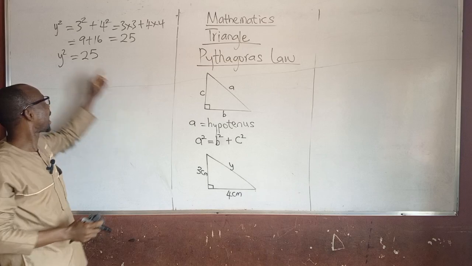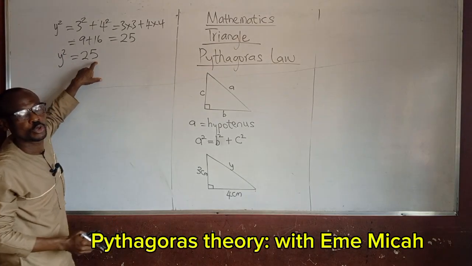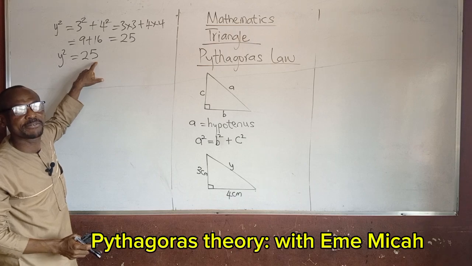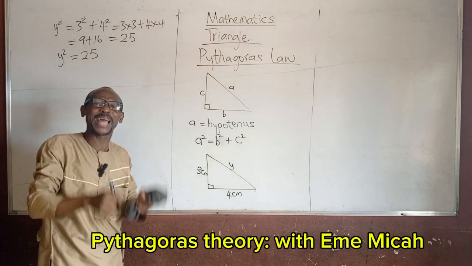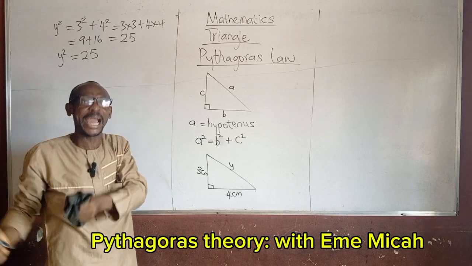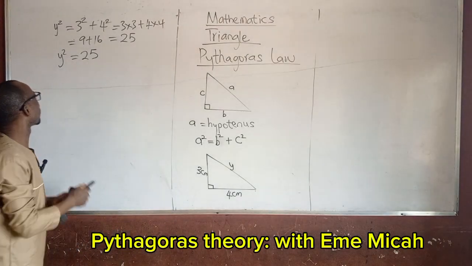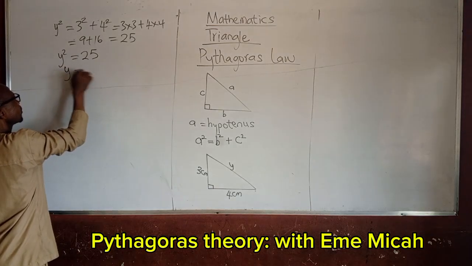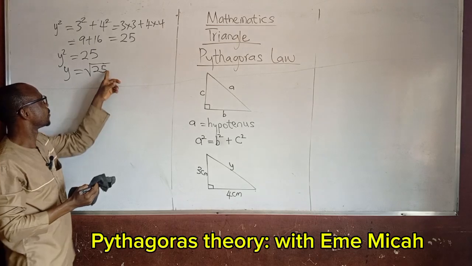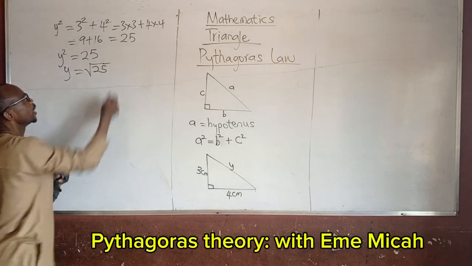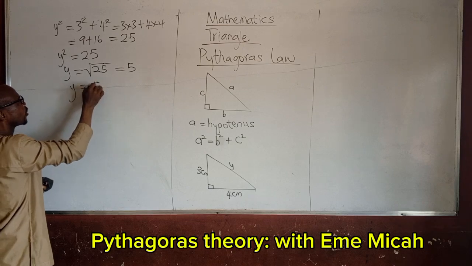So how do we get our y now? We will find the square root of 25. What does that mean? It means which number multiplied by itself two times will give you 25. That is the square root. So the square root of 25 gives us 5. So our y is equal to 5.